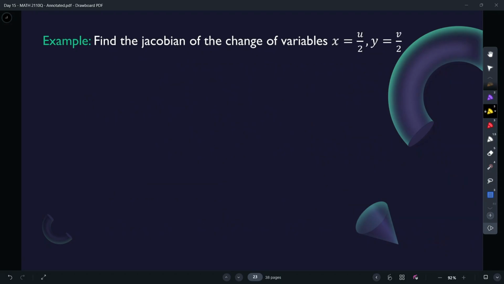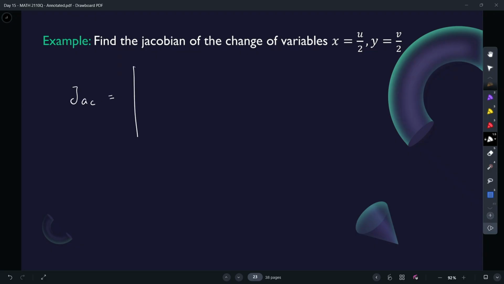What is the change of variables that we did before? x is u divided by 2, y is v divided by 2. I hope that this Jacobian is a fourth, because that was the change of coordinates. A fourth seemed to be the one that worked if I was going to do the integrals as we did. So what is the Jacobian?